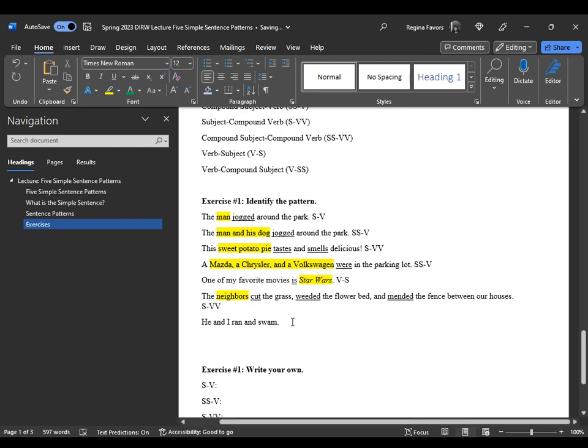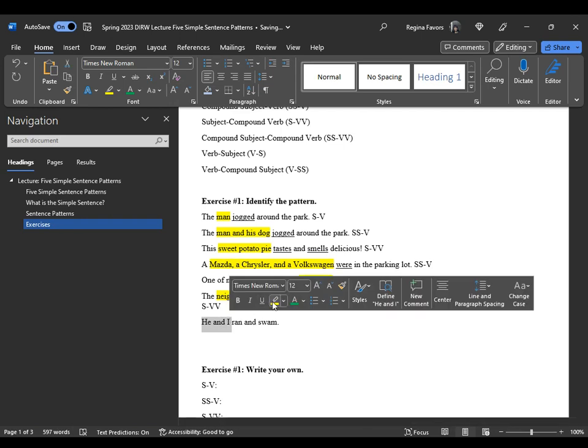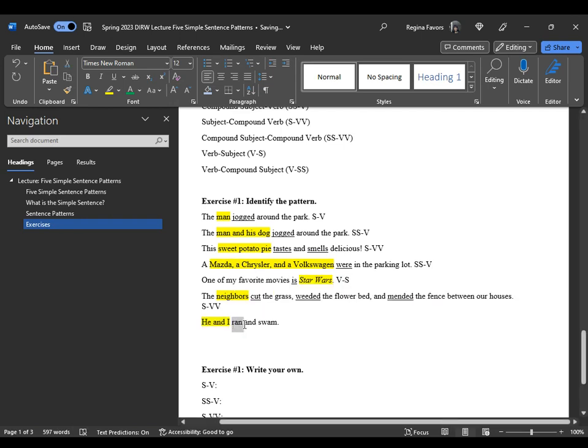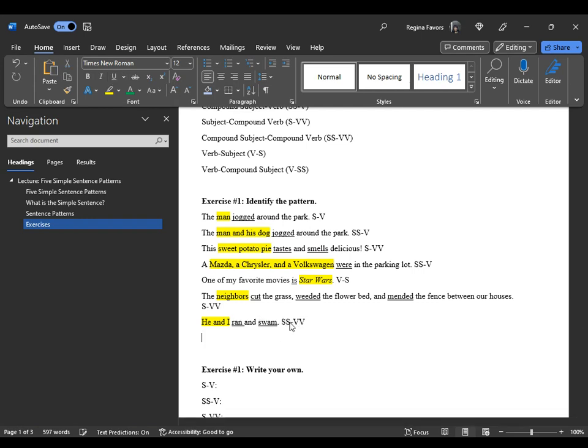And then he and I ran and swam. And he and I represent the subject of the sentence. And he and I both ran and swam. Okay? So then that is compound subject, compound verb. Right? So as soon as you know what the subject is in terms of the subject performing the action, you'll be able to know how many actions the subject is performing. And if it's a compound subject and both parties are performing that action, that should be able to help you.